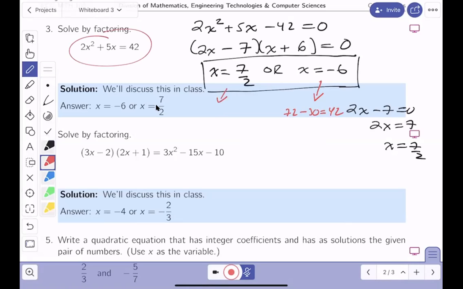And that's 7 halves squared. That's going to be 49 quarters. 49 quarters times 2 is 49 halves.